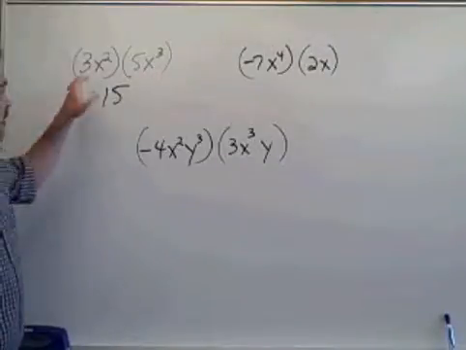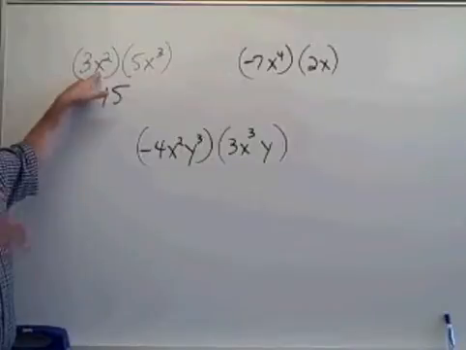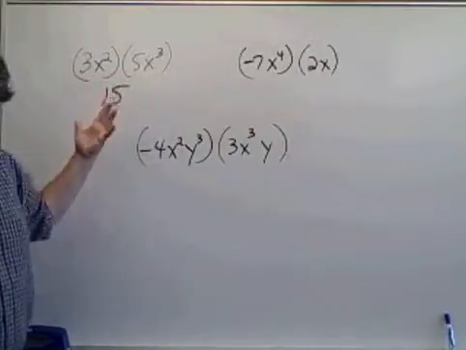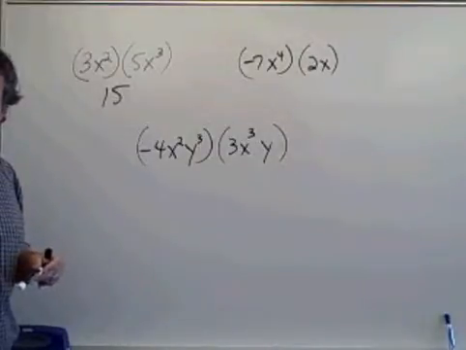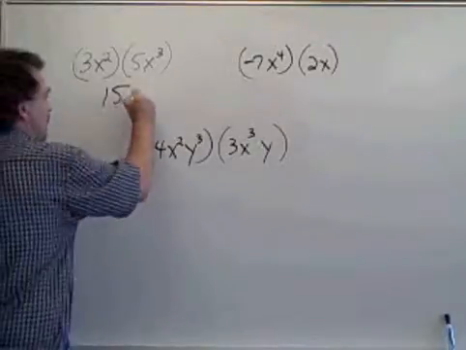And then we count up how many x's we have being multiplied. Here I have 2 x's being multiplied. Here I have 3 x's being multiplied. That's a total of 5 x's being multiplied. And I would write 5 x's being multiplied using exponent shorthand as x to the 5th.